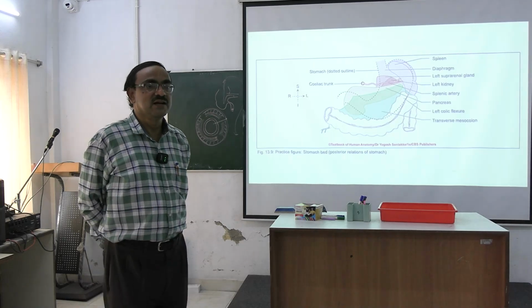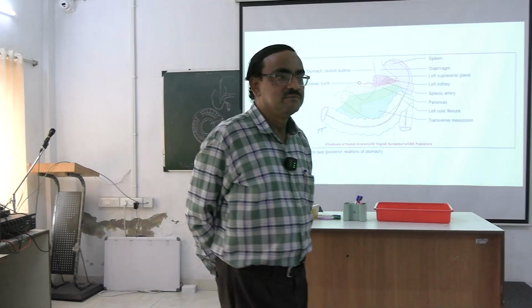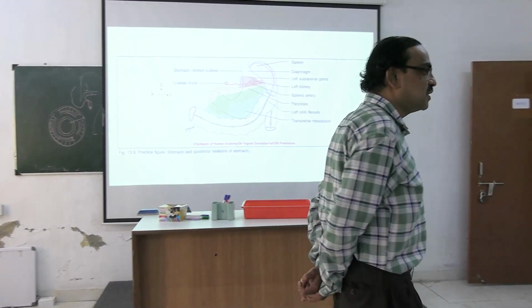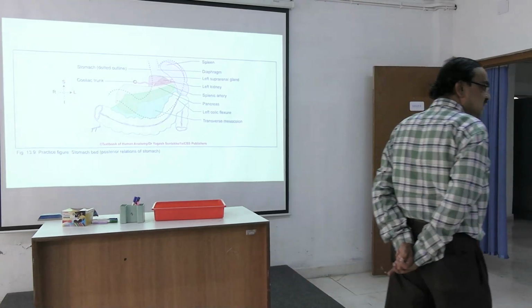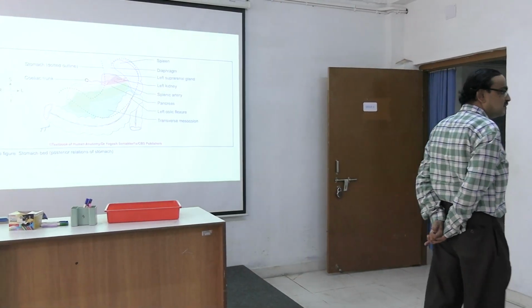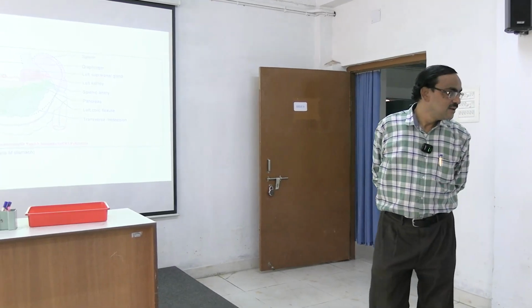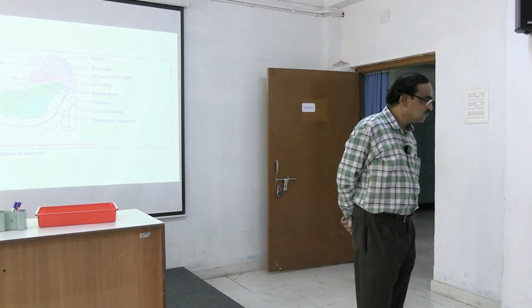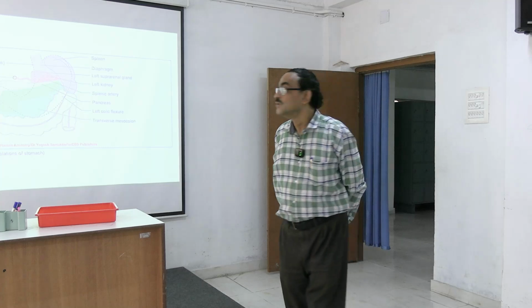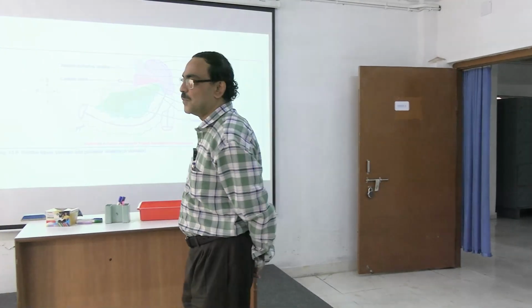You can see the splenic artery. You can see the left crus of the diaphragm. You can see the pancreas. You can see the kidney. You can see the left suprarenal gland, mesocolon, left colic flexure. Right? So this is the stomach bed.